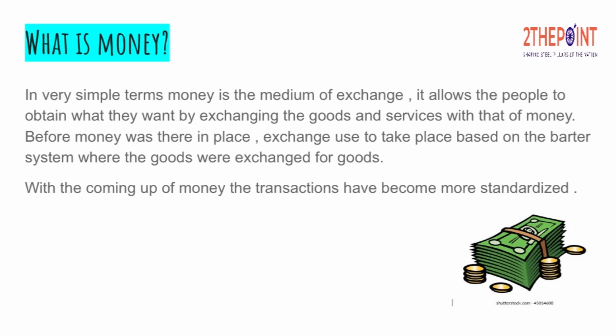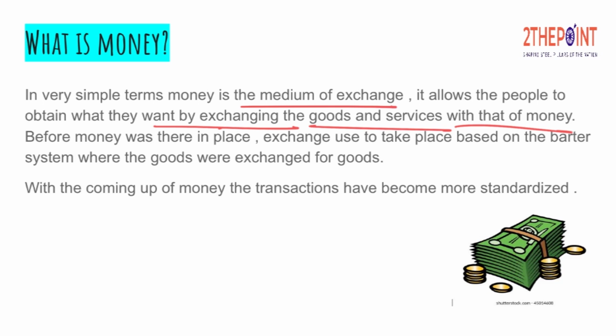In very simple terms, money is the medium of exchange. It allows people to obtain what they want by exchanging goods and services for money. It is called a medium of exchange because in order to buy something from the market, be it any good or service, we need to give money in return.